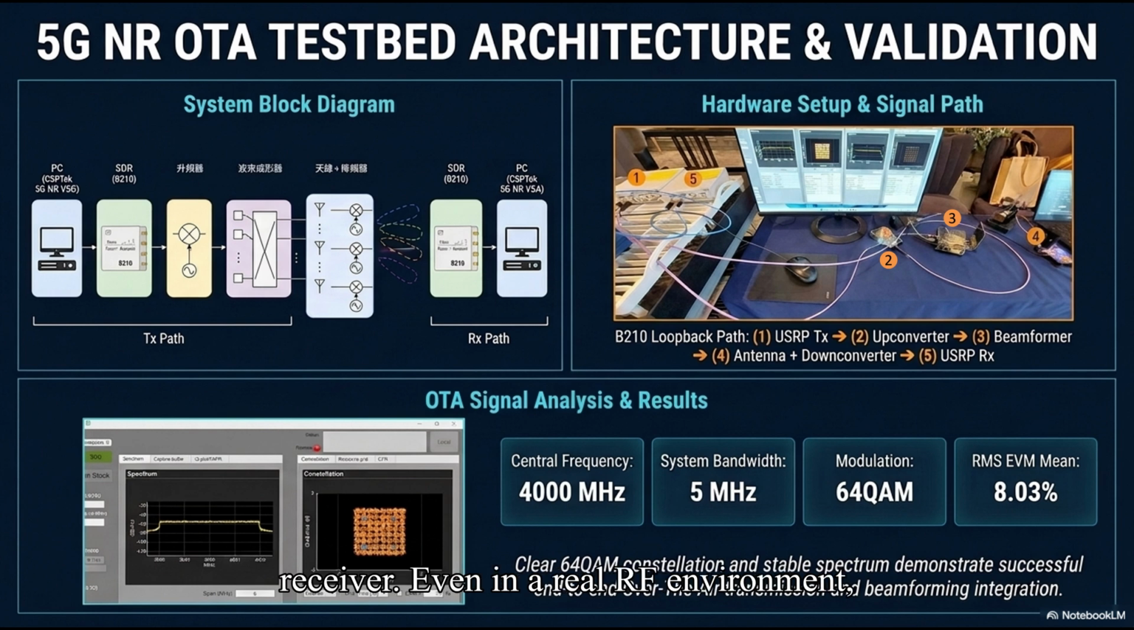In this 5G NR OTA testbed, we demonstrate a complete end-to-end link from USRP transmission through an upconverter and beamformer to the receiver. Even in a real RF environment, the system achieves a clear 64 QAM constellation and excellent EVM results, proving that VST Core is ready for rigorous field testing.